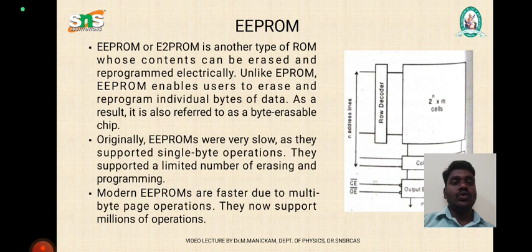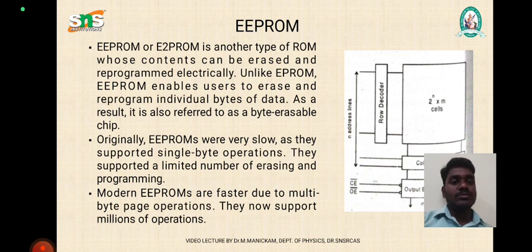EEPROM or E2PROM is another type of ROM whose contents can be erased and reprogrammed electrically. Unlike EPROM, EEPROM enables users to erase and reprogram individual bytes of data. As a result, it is also referred to as a byte erasable chip. See the right side diagram. This is the block diagram for EEPROM. Here we are using decoders with the cell or chip to control the data or store the data.